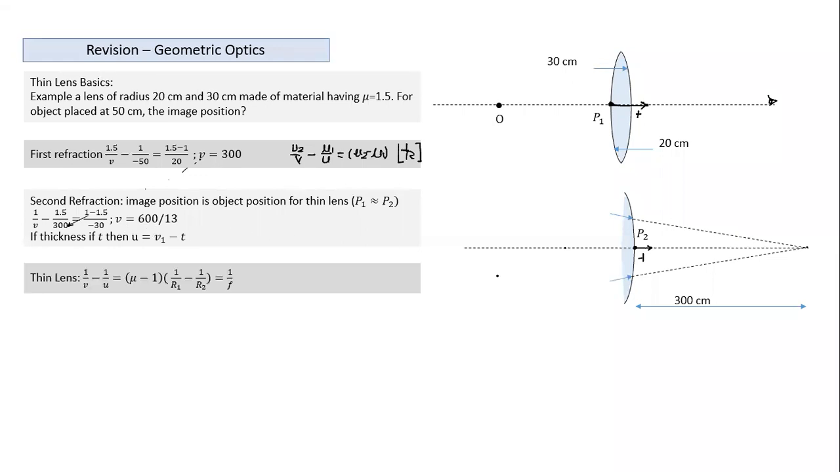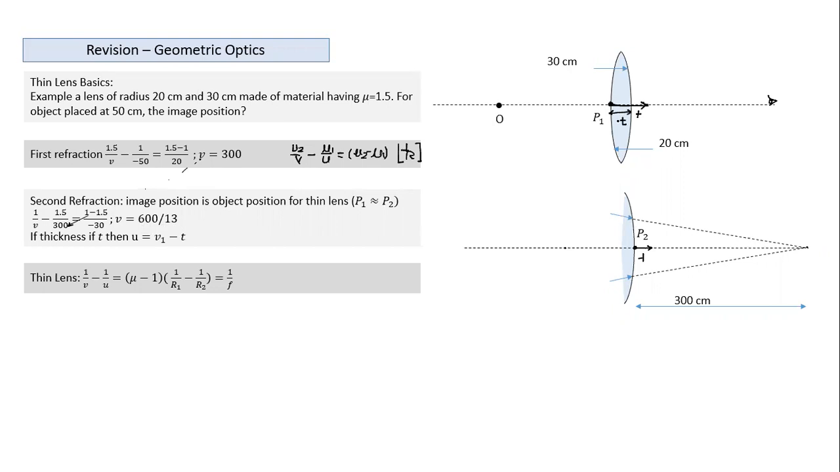What does this imply? It implies that after the second refraction, the intersection point of all rays would be at this point here. And just a small thing we can also add here. If we assume P1 and P2 are not at the same point, this is not a thin lens. If the lens thickness is T, what change would have happened?